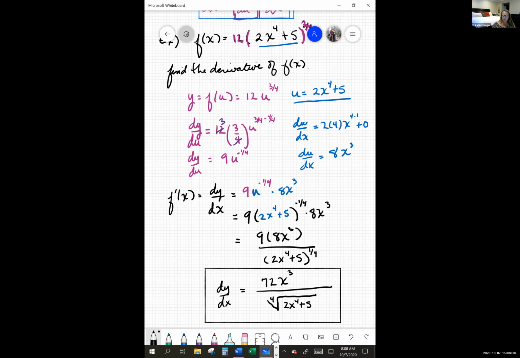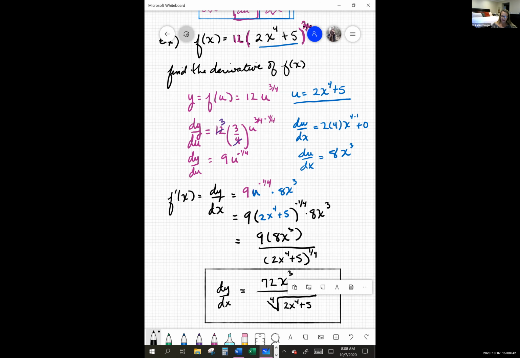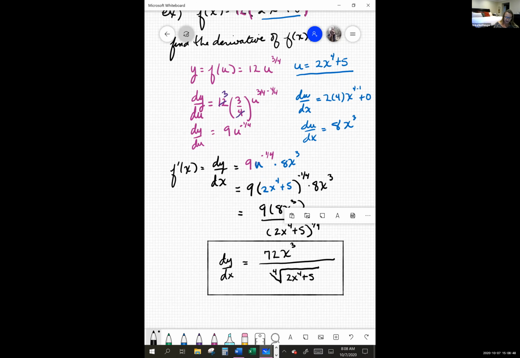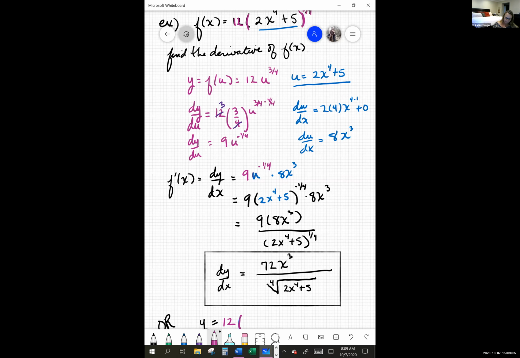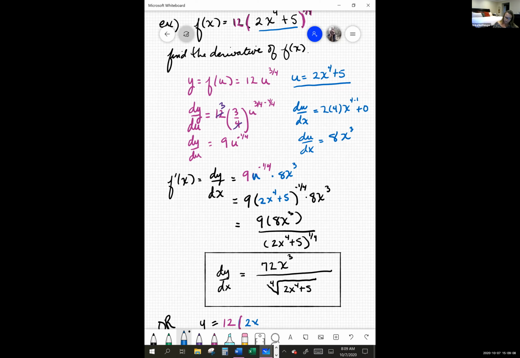Okay, so that was the method using that one way. We can also do this by going back and doing it without breaking it down like that. That's pretty much how we were doing it on Monday. So again, we had y is equal to 12 times the quantity 2x to the fourth plus 5, all raised to the 3/4 power.